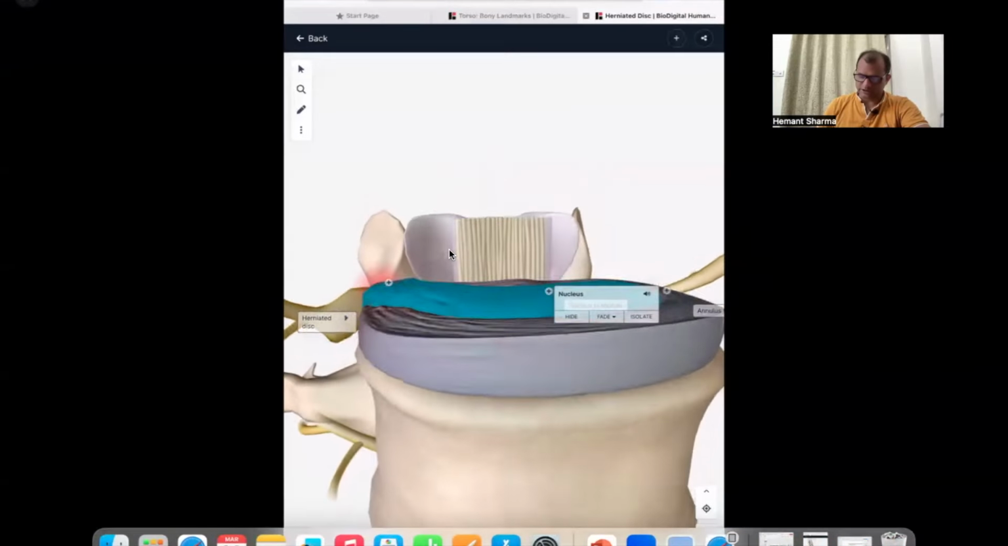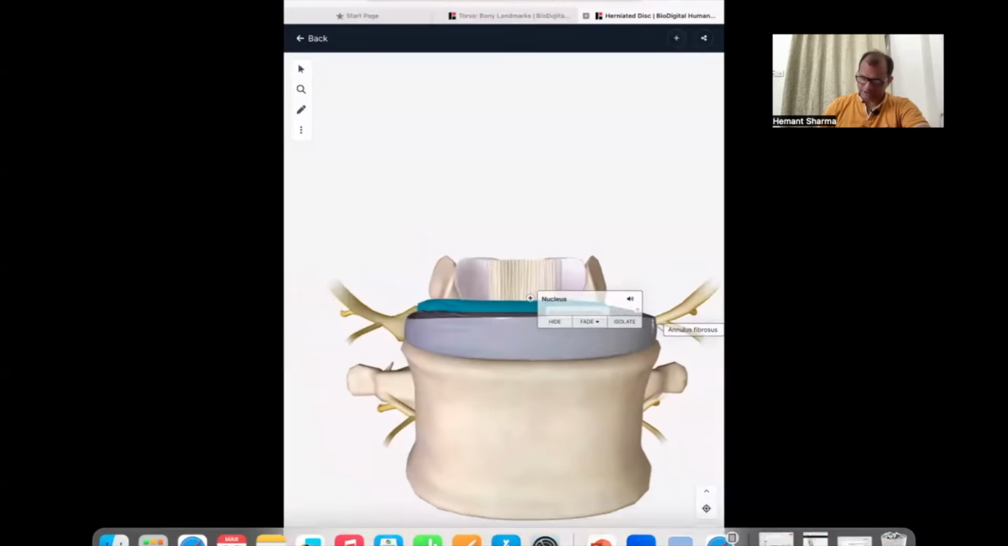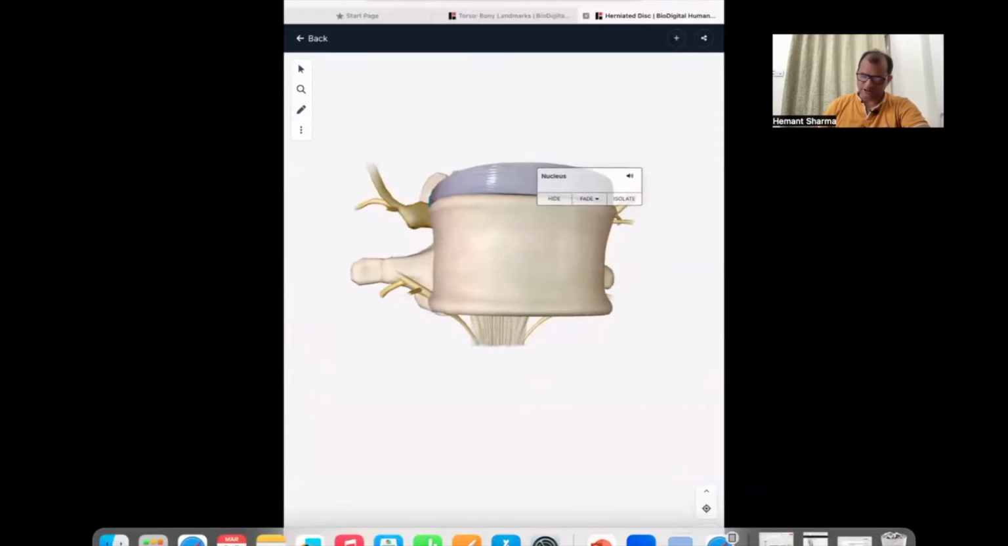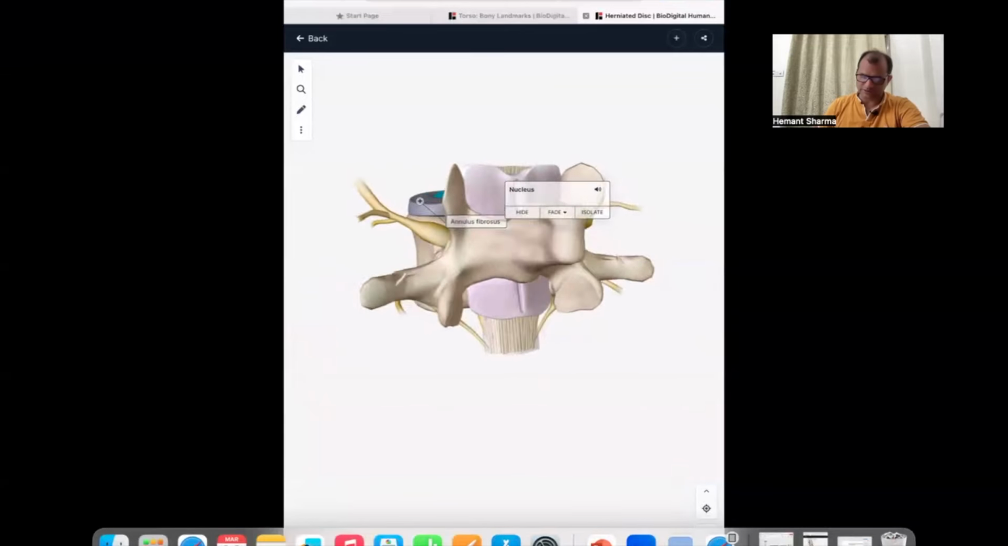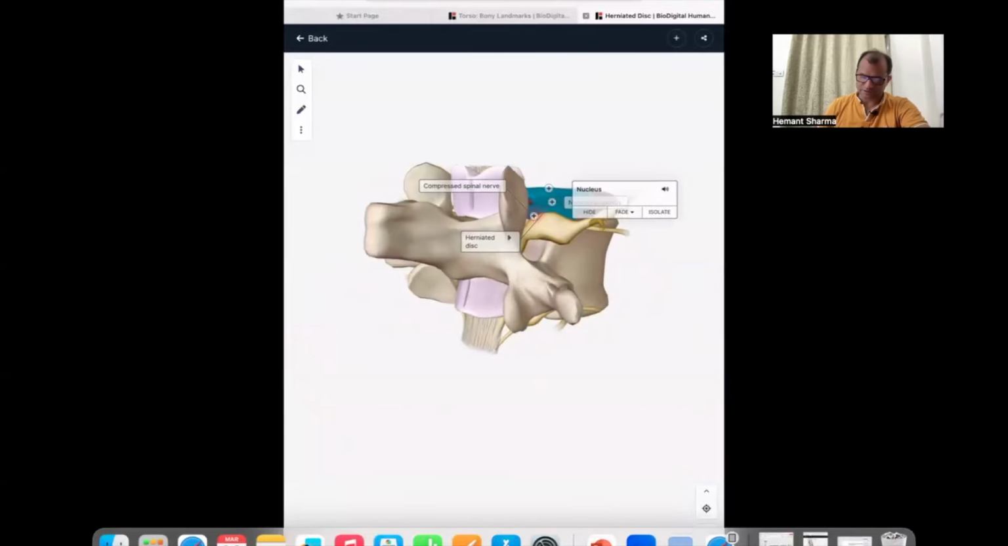अभी हम इन चीजों को धीरे धीरे समझेंगे. So this is the vertebra. ये हमारी एक वर्टिब्रा है. We can see. This is the lumbar vertebra.